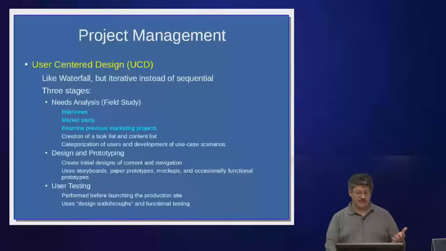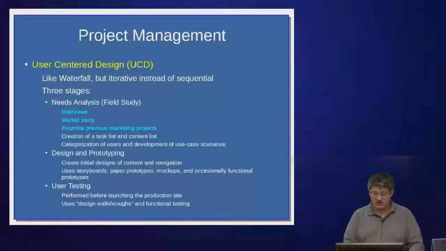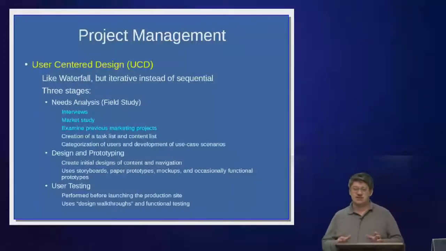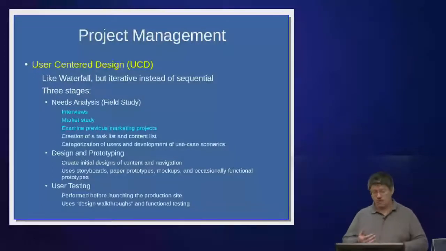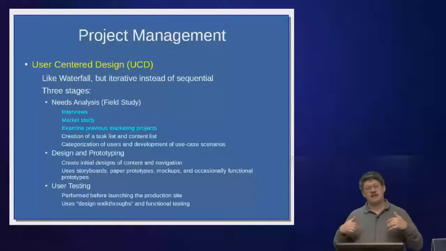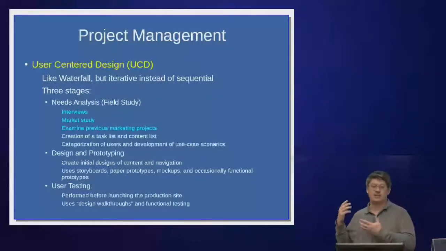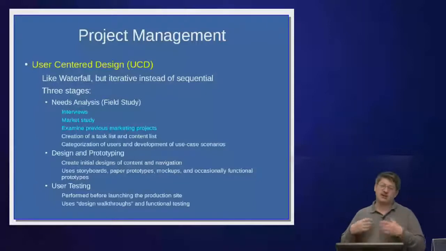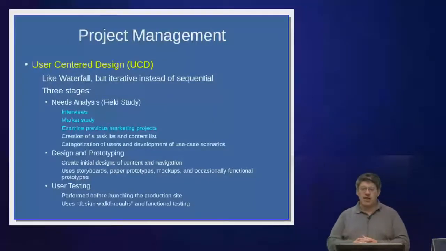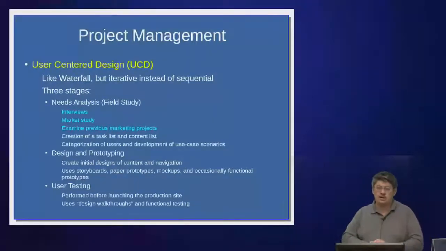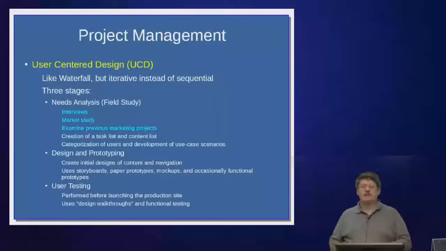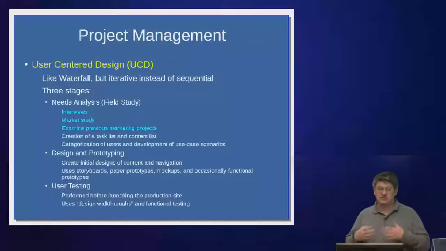Following the needs analysis phase, there's a design and prototyping phase where you create initial designs of the content navigation. Again, typically this isn't done with code. This is typically done with storyboards and pencil and paper and doing mock-ups where you create an image file or a graphic that shows what the website will look like without it actually generating dynamic content. You might occasionally actually do some coding and create what's called a functional prototype, but that's typically at the end of the phase. Before that, you do a lot of pencil and paper work to try to get there.